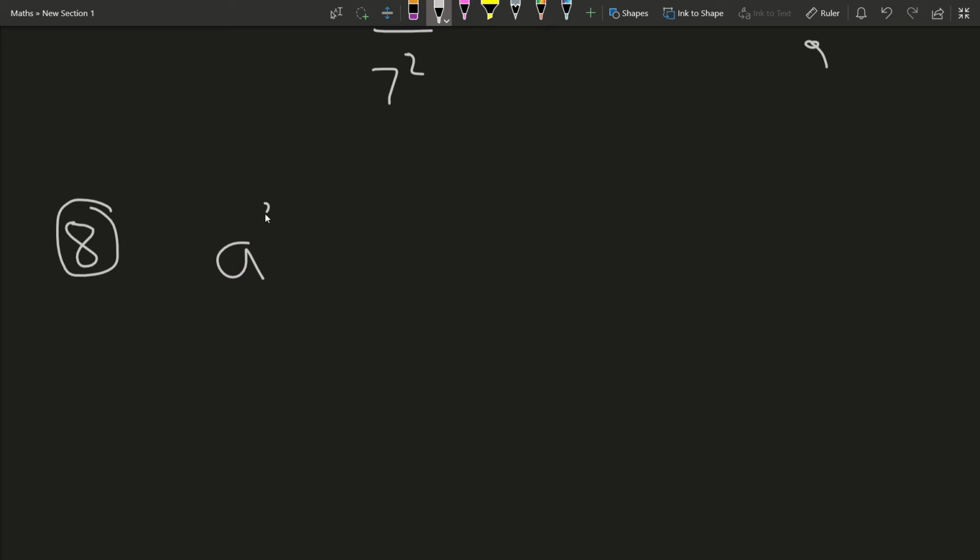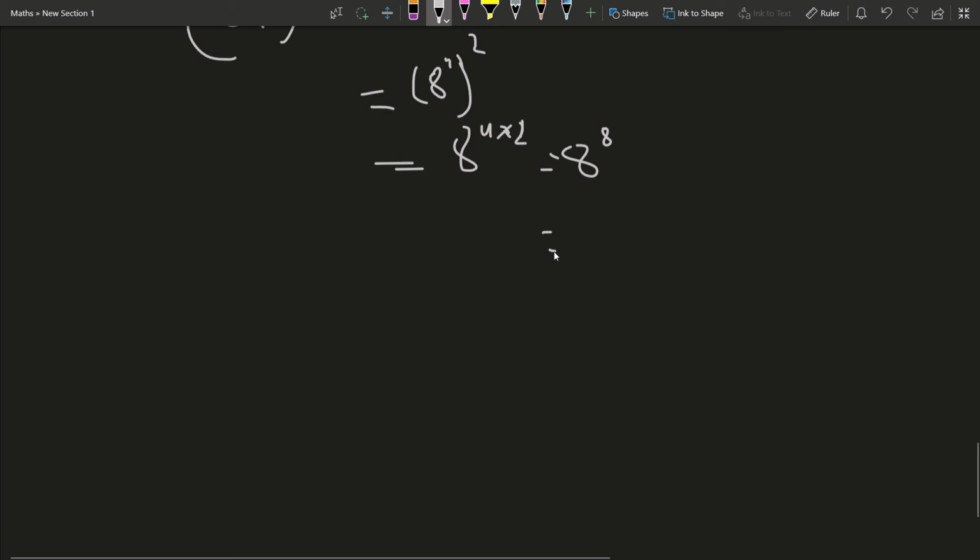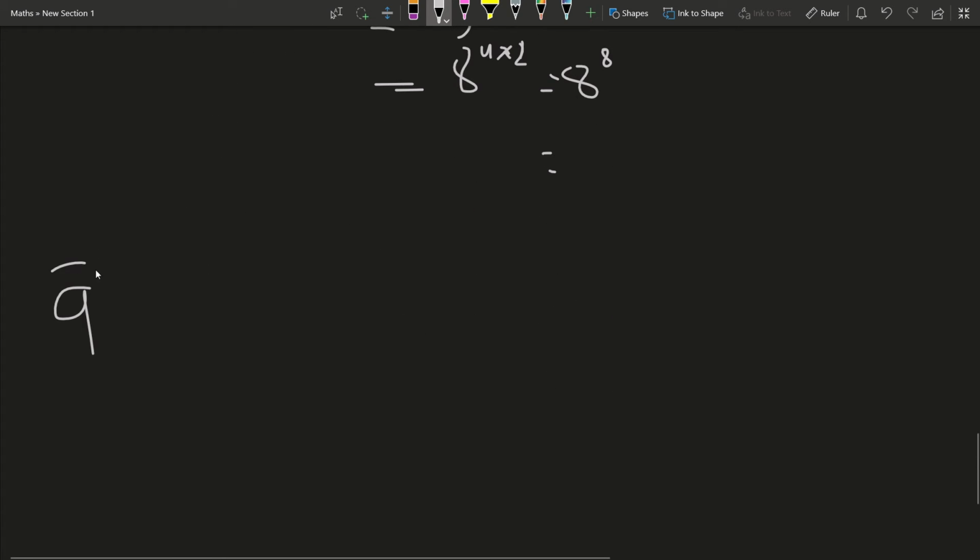And we have number 8. (8 to the power of 3) whole to the power 2. Any number which has a power and is then raised to another power can be written like this: 3 into 2. So let's say we have (8 to the power of 4) whole to the power 2. That would be 8 to the power (4 into 2), which is going to be 8 to the power of 8, which on a calculator is a really big digit. It's 16 million. So now I'm on to number 9.